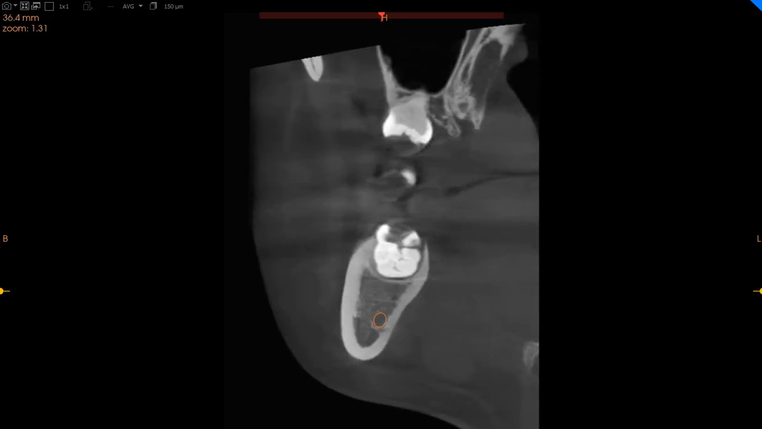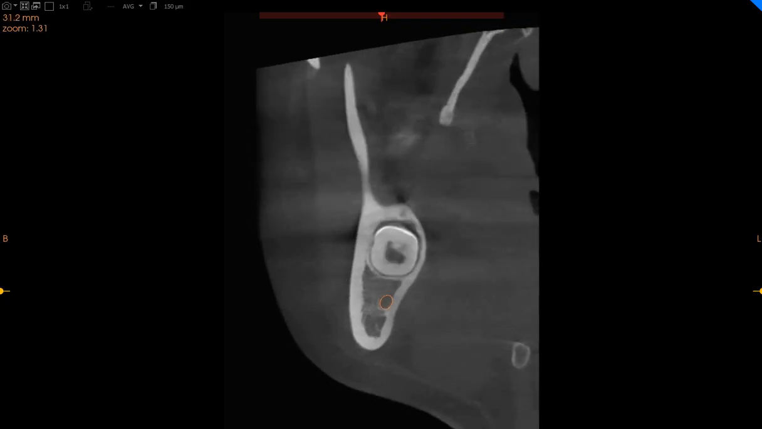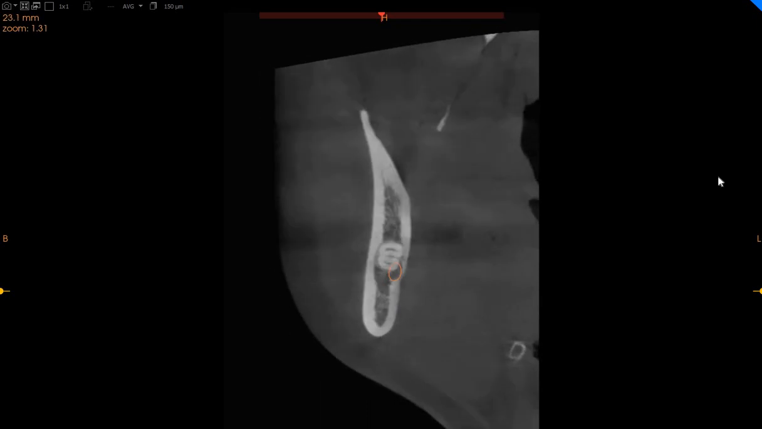Moving to the lower right 8, this is a horizontal impaction. This is also a partial impaction, but very well embedded into the bone. We've got a thick buccal and lingual cortical plate, followed by the apical one third, very intimately in contact with the inferior alveolar nerve.